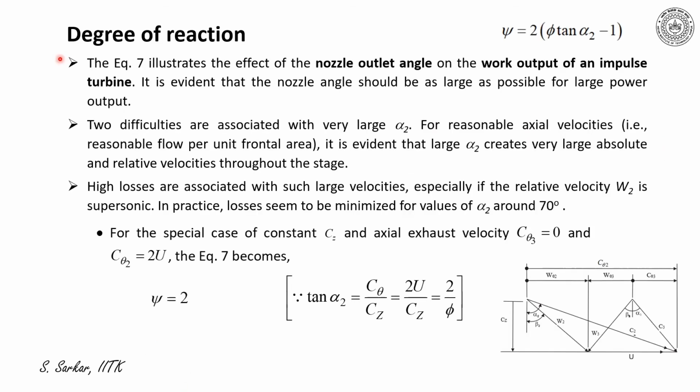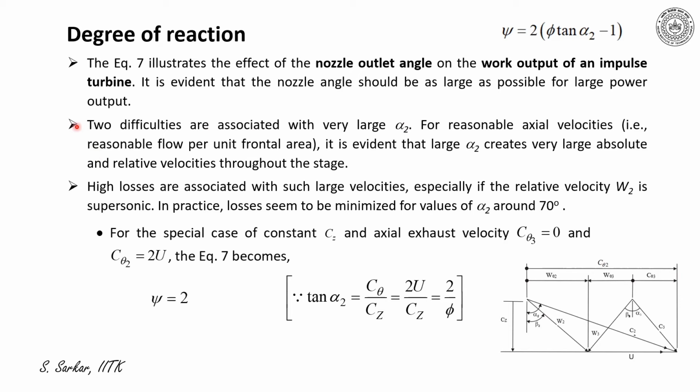Here I would like to say that equation 7, which is psi is equal to twice within bracket phi tan alpha 2 minus 1, illustrates the effect of nozzle outlet angle on the work output of an impulse turbine. It is evident that the nozzle angle should be as large as possible for large power output. Please note that two difficulties are associated with very large alpha 2. What are these difficulties? I have stated here.